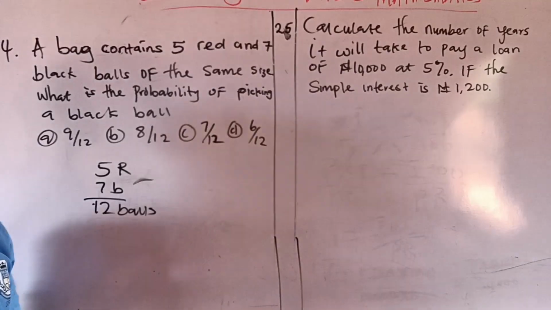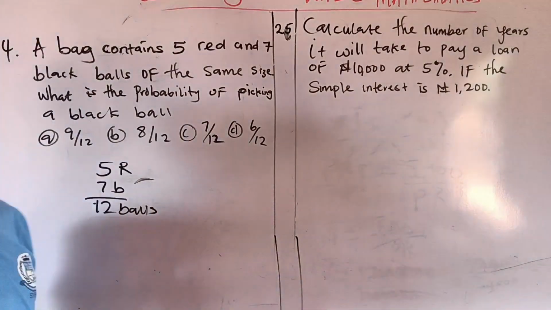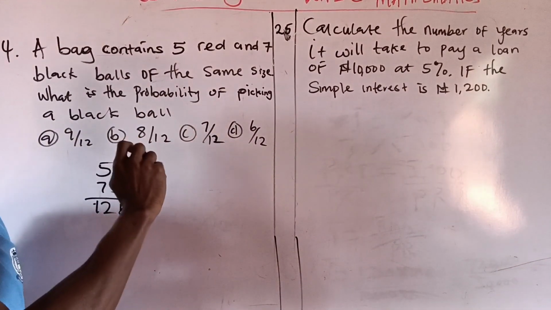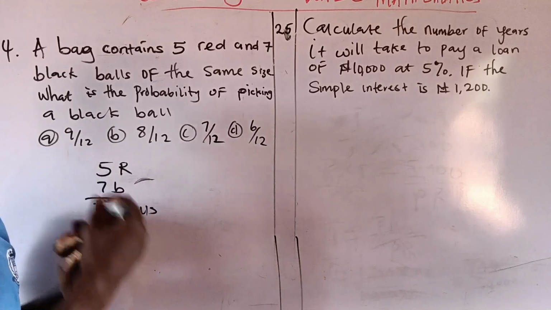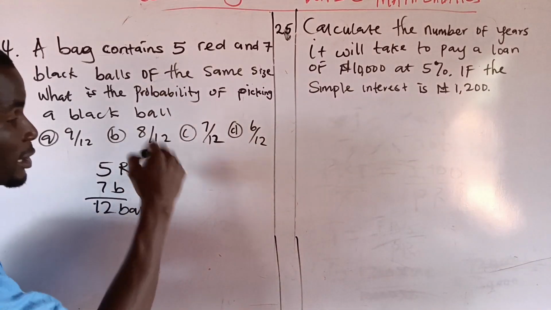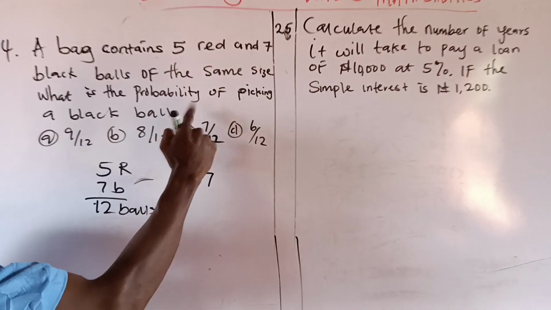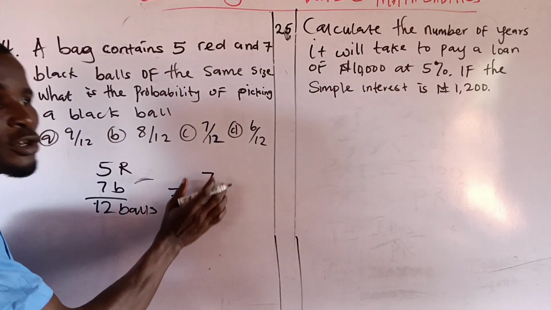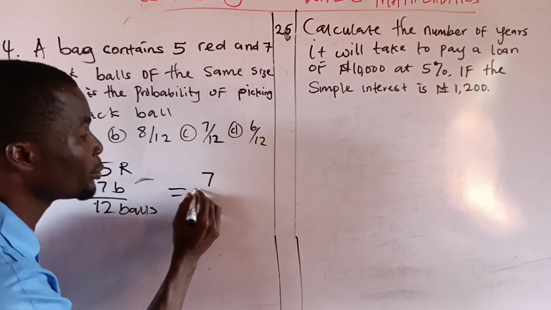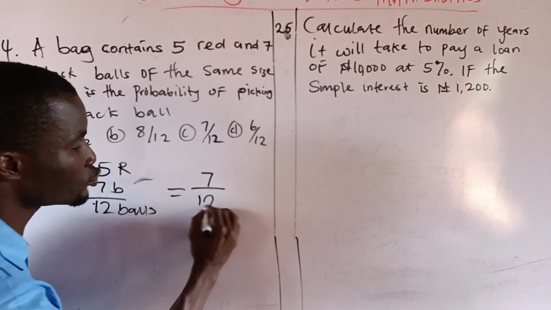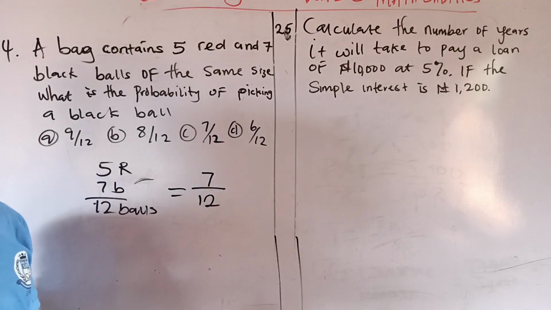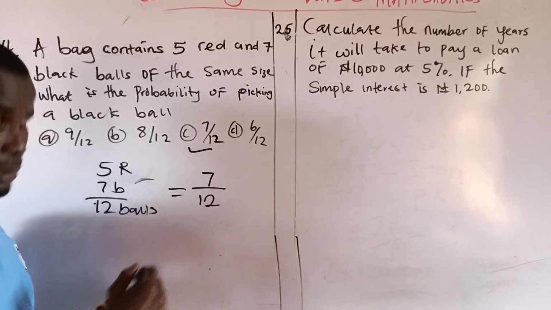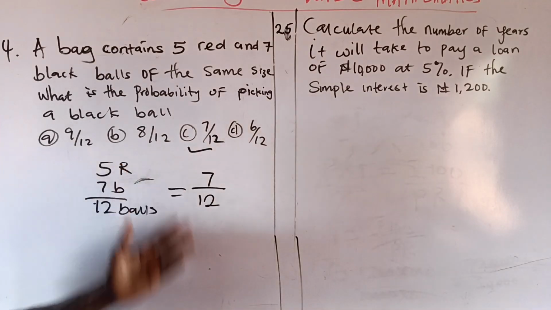So what do you do now? Since you have gotten the 12 balls, what did they pick? Which color did they pick from the bag? They picked black out of the bag. So the probability of picking black out of the bag would be 7. Just 7, that is what they pick. That means the probability of picking black out of the bag will be 7 all over the total balls, which is 12. That is the correct answer. So let's check the options. The answer is option C. That is the correct answer.